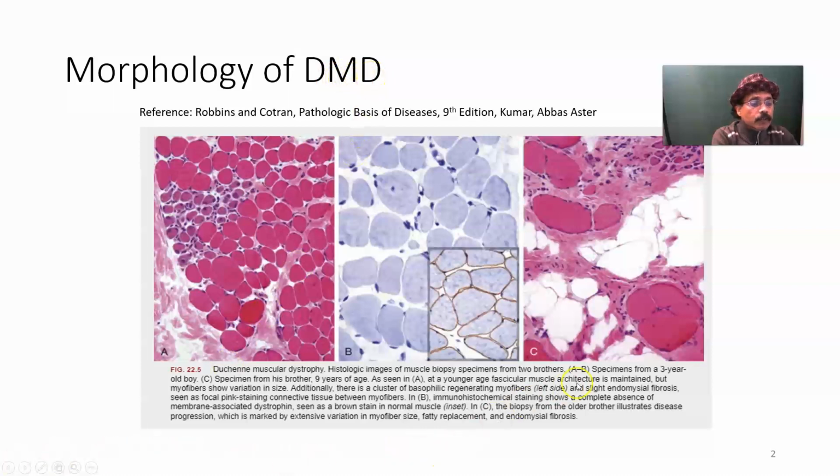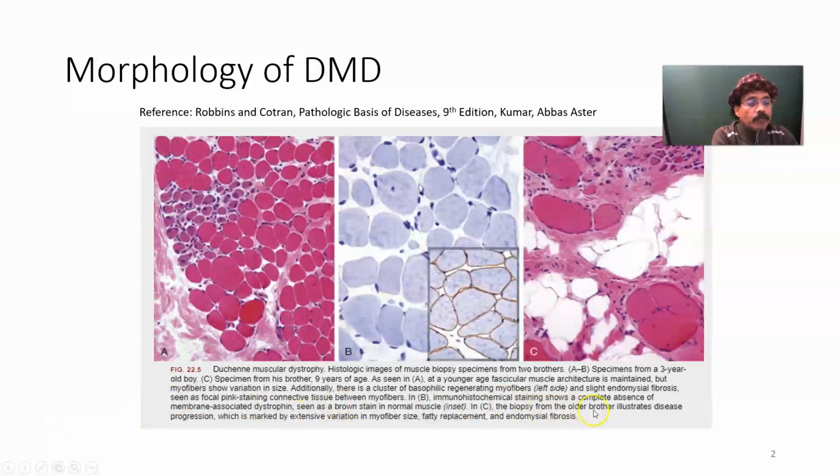So dystrophin is absent in Duchenne muscular dystrophy. Complete absence of membrane associated dystrophin. Membrane means the cell membrane. Here it is the sarcolemma, the cell membrane of the skeletal muscle cell. Dystrophin is also present in cardiac muscle, in a normal cardiac muscle. It is also present in the peripheral nerve and in the brain.